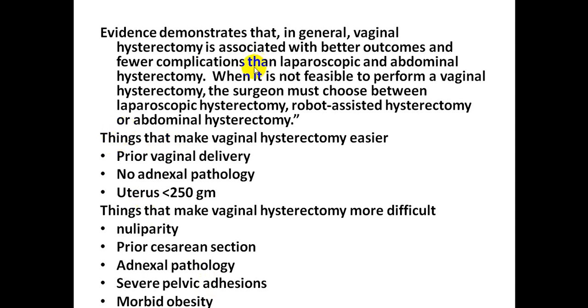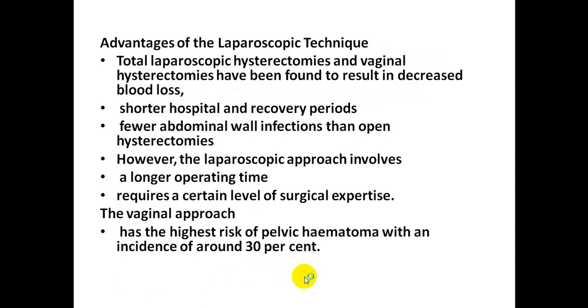So, evidence demonstrates that in general, vaginal hysterectomy is associated with better outcomes and fewer complications than laparoscopic or abdominal hysterectomy, and this is usually preferred for prolapsed uterus. Things that make vaginal hysterectomy easier: prior vaginal delivery, no adnexal pathology, ovarian cyst or mass, uterus less than 250 grams. Things that make vaginal hysterectomy more difficult: nulliparity, prior cesarean section, adnexal pathology, severe pelvic adhesions, morbid obesity.